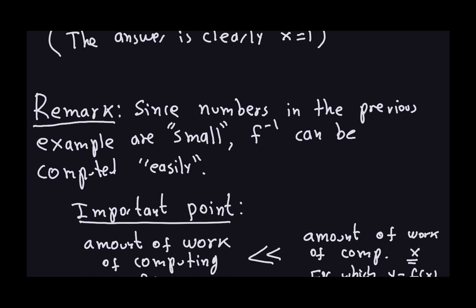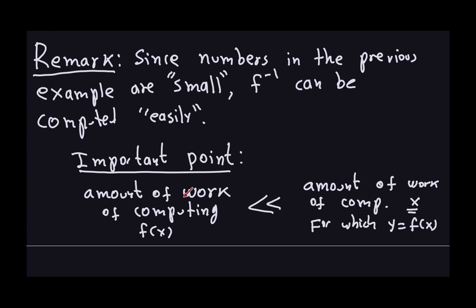The point of this example is this: the amount of work of computing f of x, which you can do using the square and multiply algorithm, is a lot less than the amount of work of computing x for which y is equal to f of x. So think about this as an equation you have to solve for x. Y is given to you, that is, the output is given. So you know this. You need to find what is the input whose f of x is actually that output. This is actually solving an equation.